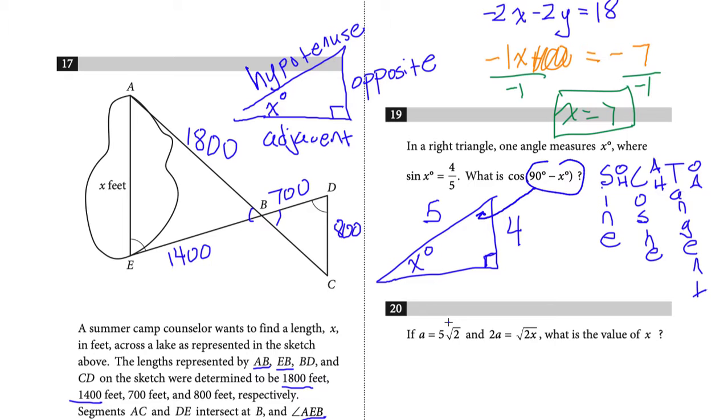Cosine says adjacent over hypotenuse. So it's the same ratio. Cosine says my angle's now here. My angle's moved from here to here. My adjacent is the one that's next to the angle. Hypotenuse is still the diagonal one. Cosine is saying adjacent over hypotenuse, adjacent, the one next to me, 4 divided by 5. So the answer here is 4/5 again.